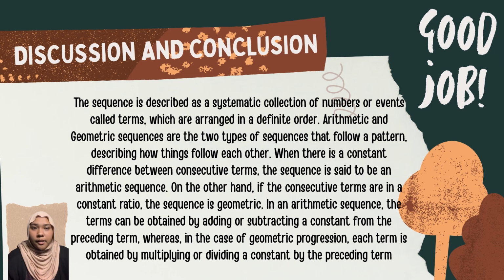In an arithmetic sequence, the terms can be obtained by adding or subtracting a constant from the preceding term, whereas in the case of a geometric progression, each term is obtained by multiplying or dividing the preceding term by a constant.